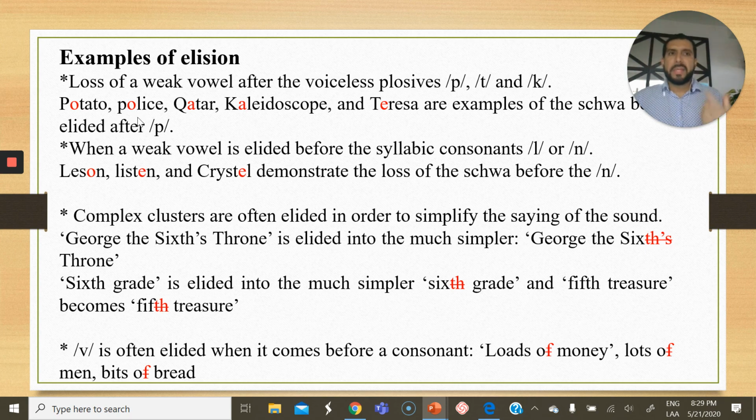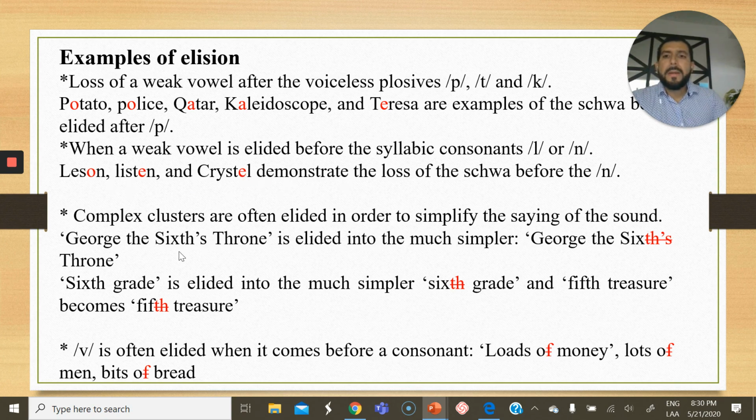Again, if you open a dictionary, you will see that the transcription is a p, a schwa, a l, and a lax a, and then an s sound. But in connected speech, that schwa, which is in the first syllable, might very easily disappear. So you might say things like, "call the police", and police sounds almost like "please", right? The same is true for when a weak vowel is elided before the syllabic consonants l and n, such as in listen and crystal.